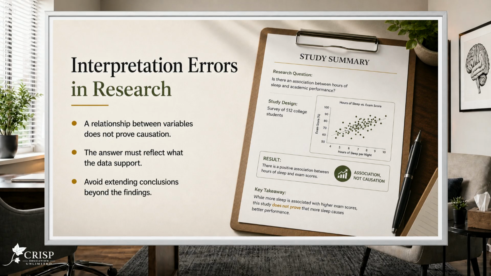Another area where reasoning errors occur involves interpretation of information. In research scenarios, this often appears as treating an association as though it implies causation. A study may show that two variables are related, and an answer choice may describe one variable as causing the other. The correct answer reflects what the data supports, which in this case is the presence of a relationship, not a cause.